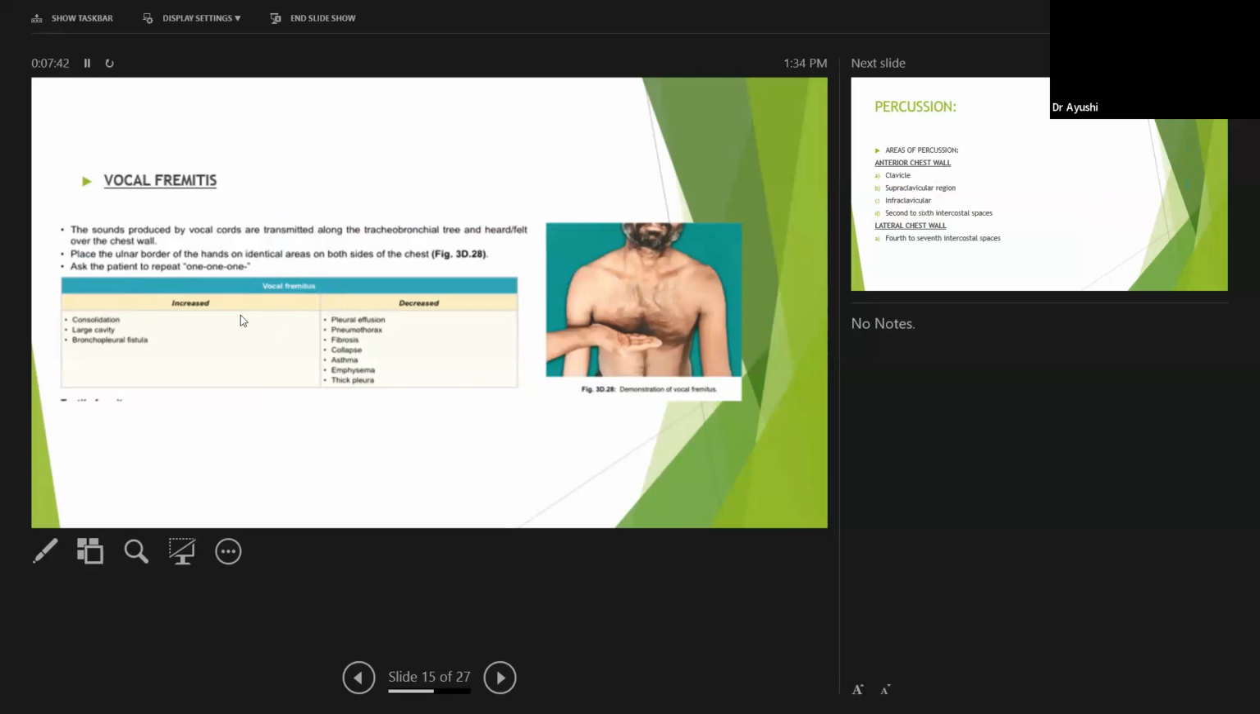If vocal fremitus is increased, then there are conditions like consolidation, large cavity, or some fistula, such as bronchopleural fistula, and it is decreased in pleural effusion, fibrosis, and collapse.